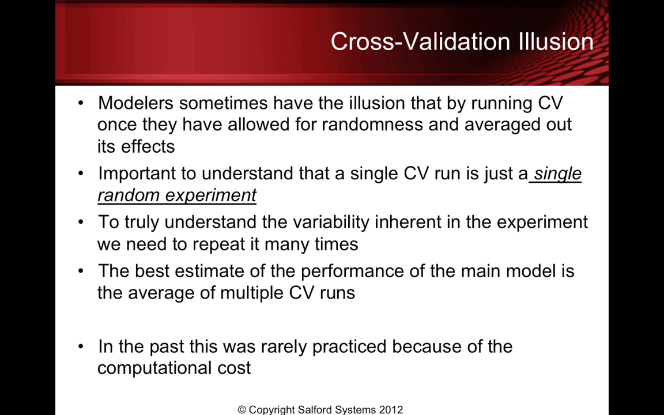The best estimate of the performance of the main model is thus an average across multiple CV runs. In the past, this was rarely practiced because of the computational cost. Today, our machines are so much more powerful that it is far more reasonable to recommend that the cross-validation experiment be run not just one time, but multiple times.